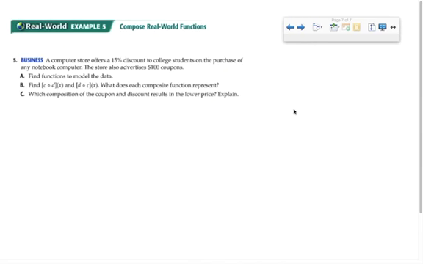In this last example, we're looking at this real-world situation and trying to create a function for it. So this computer store is offering a 15% discount to college students on the purchase of a computer, and they also have a $100 coupon. So let's write a function to model the data. So maybe f of x is representing the 15% discount, so that would be 0.85x. So that's how much I would be paying for it.